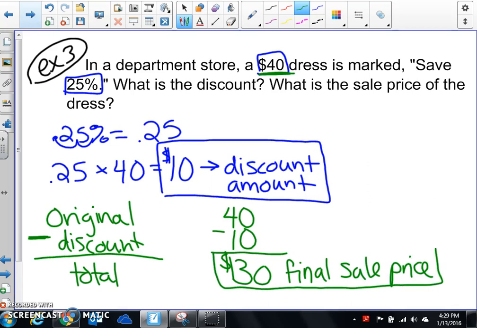And make sure you're writing this entire word problem. I know we hate writing this much, but it is what it is. Okay, so $30.